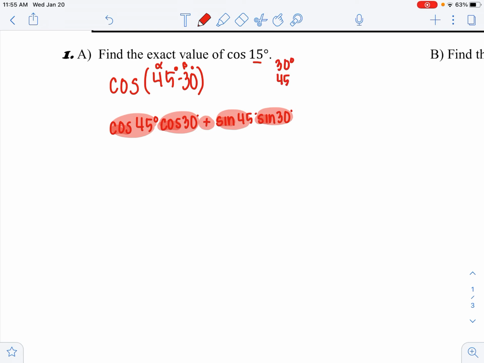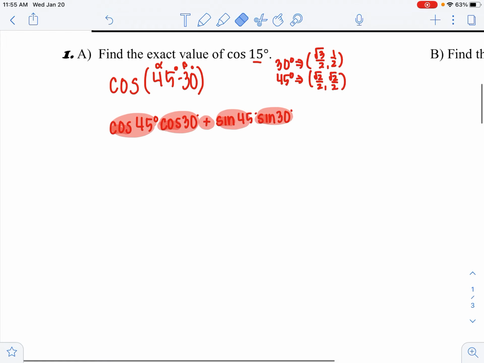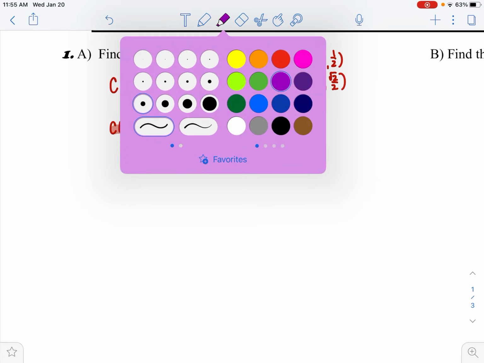So off to the side, I'm going to do 30 degrees, 45 degrees, and I'm just going to write their ordered pairs. So 30 degrees, remember, is root 3 over 2, 1/2. 45 is root 2 over 2, root 2 over 2. And now I'm just going to replace everything that I can. So I kind of want to color code this for the first couple so that you guys know what I'm talking about.